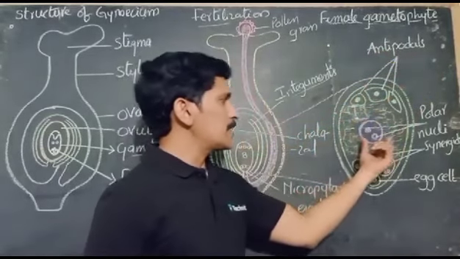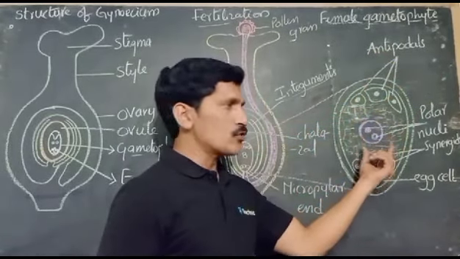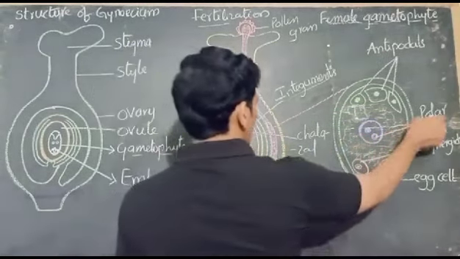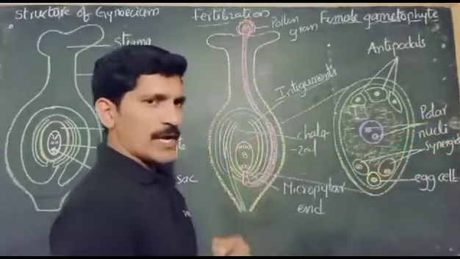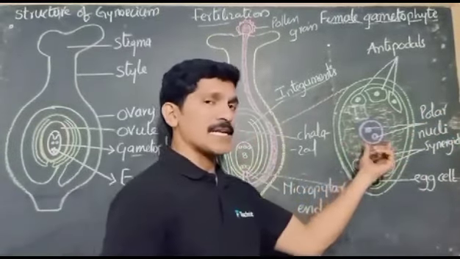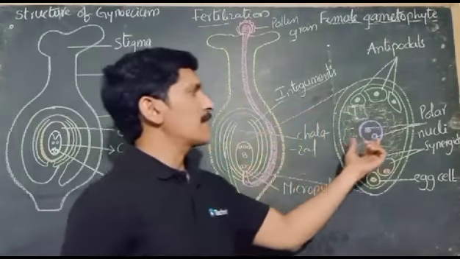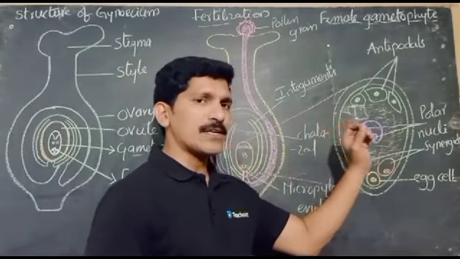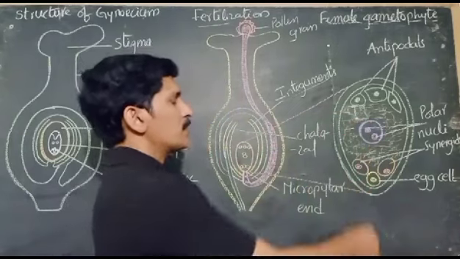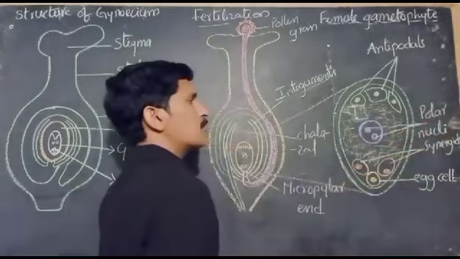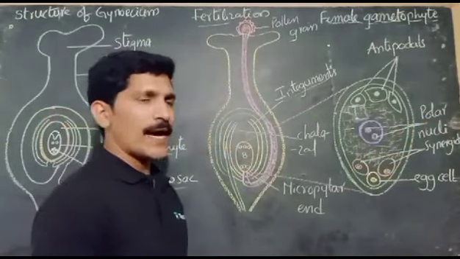And there is one cell at the center. It moves to the center of the female gametophyte, and it contains the polar nuclei. Two nuclei are present. This is called the central cell, because its position indicates that this cell is present at the center of the female gametophyte. It contains 2 nuclei, and those are called polar nuclei.